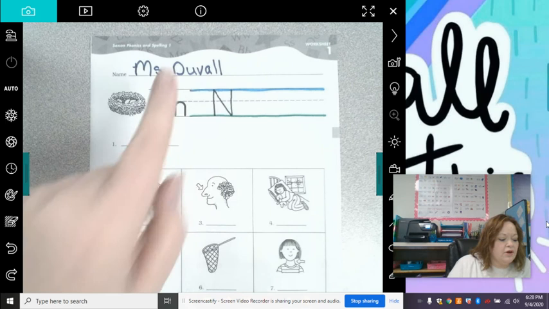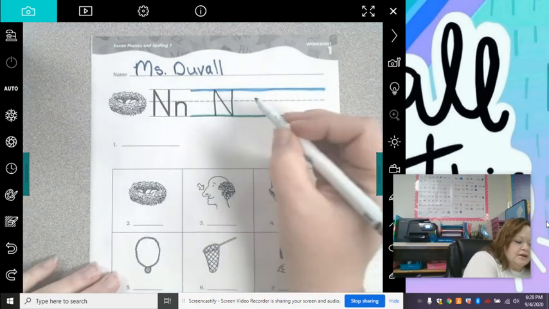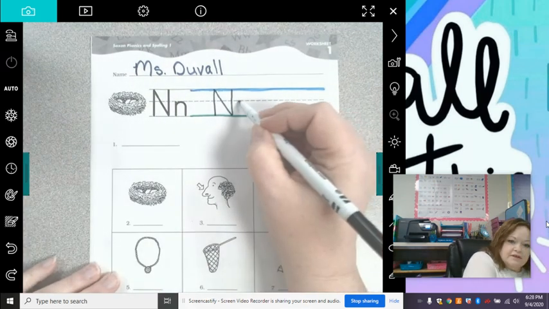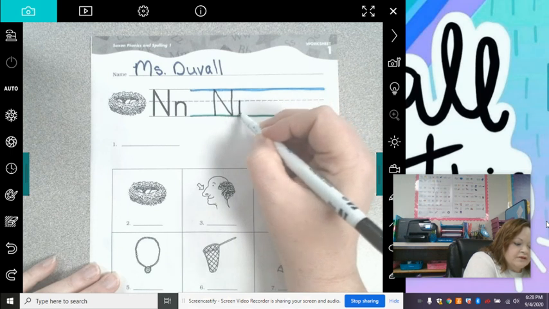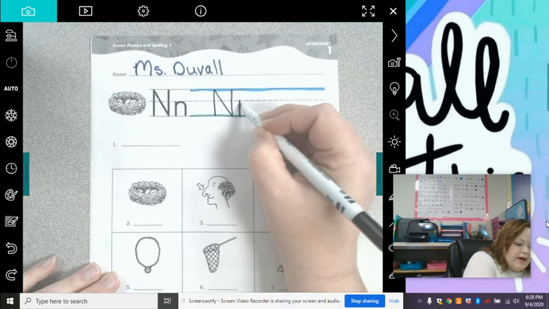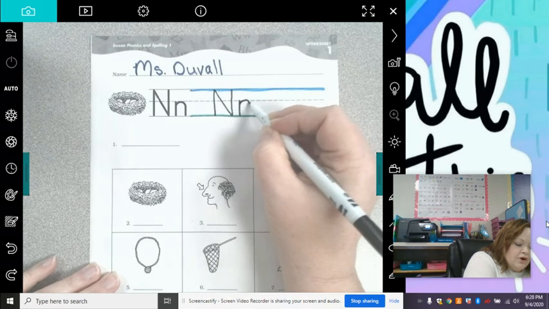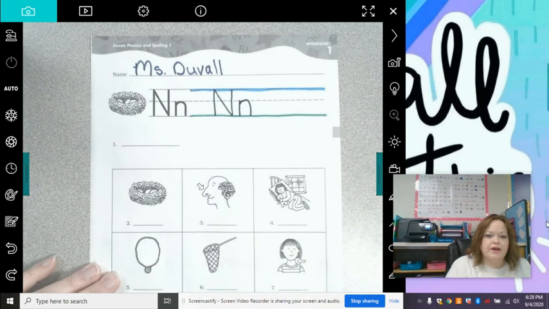Now, our lowercase n, it's going to start at the fence, and I'm going to draw a line from the fence down to the ground. I'm going to go back up and kind of curve around and touch the ground.